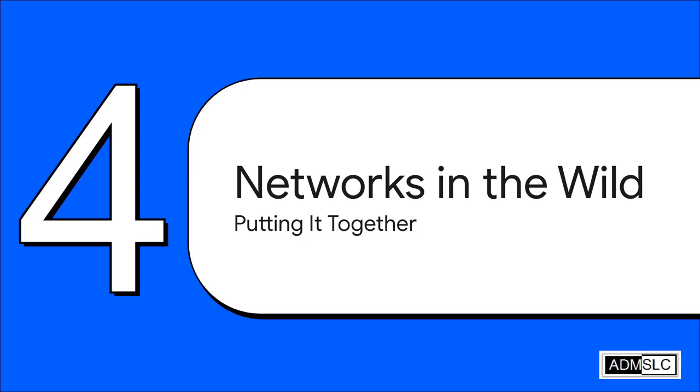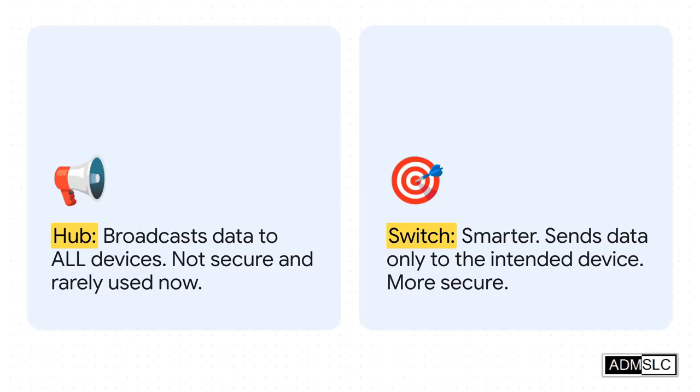Okay, theory is great, but how does this stuff actually play out in the real world? Let's look at a couple of quick practical examples. Remember that little central box in the star topology? Well, it can be a dumb hub or a smart switch. A hub is kind of like a town crier. It just shouts the data out to every single device, whether they need to hear it or not. A switch, on the other hand, is like a postal worker. It knows exactly where the data needs to go and delivers it only to that one specific address. It's way more efficient and secure, which is why pretty much all modern networks use switches.